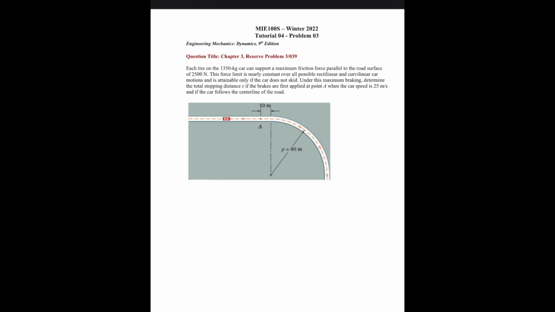Okay, so for our third problem, we've got a car. Each tire on the 1,350 kilogram car can support a maximum friction force parallel to the road surface of 2,500 newtons. Okay, so it's parallel to the road. This force limit is nearly constant over all possible rectilinear and curvilinear car motions and is attainable only if the car does not skid. Under this maximum braking, determine the total stopping distance if the brakes are first applied at point A when the car speed is 25 meters per second, and if the car follows the center line of the road.